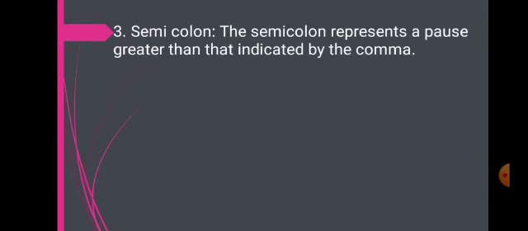Next is semicolon. Now this is the third sign of punctuation, which is used for pause, but it represents a pause greater than that indicated by the comma. Comma से बड़ा pause होता है ये. Time duration में it is longer than comma.